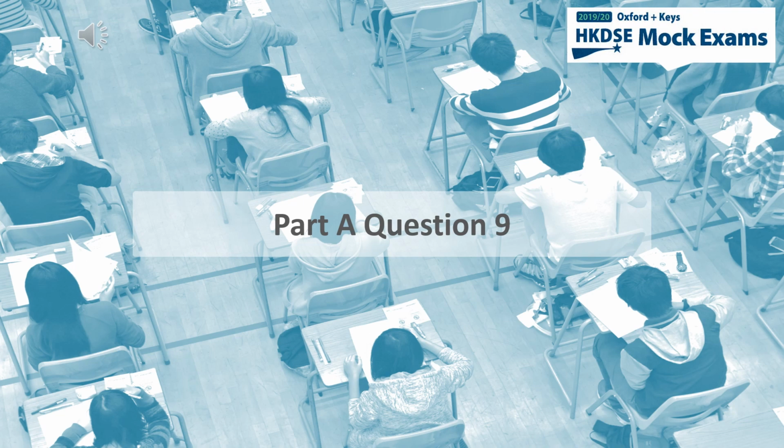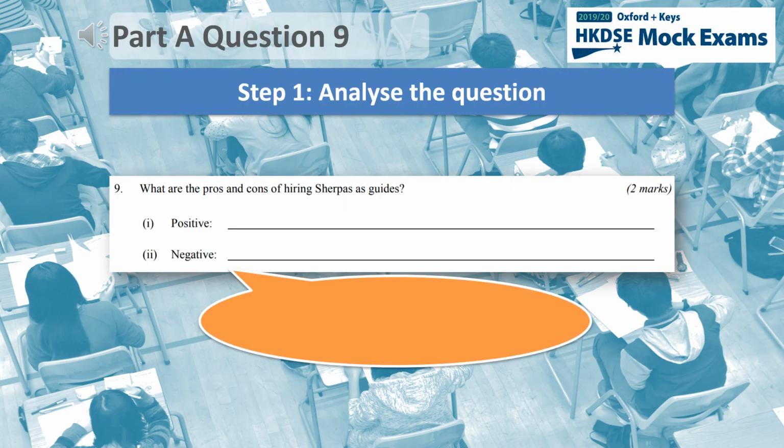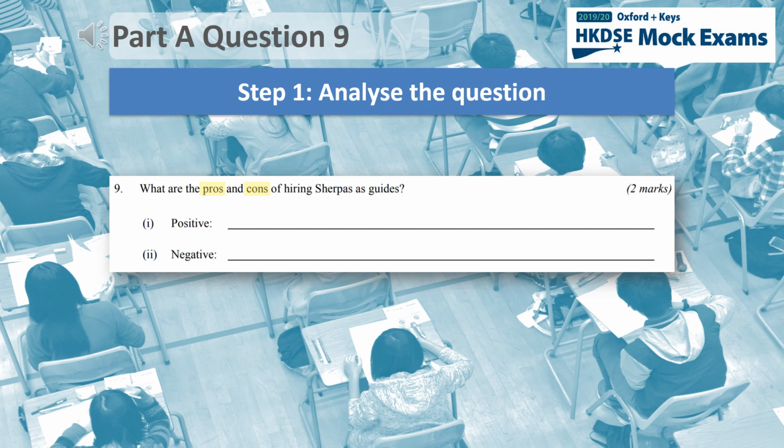Part A, Question 9. This is a 2-part short response question which tests your ability to locate specific factual information. It asks you to identify the pros and cons of hiring shepherds as guides. The answer line suggests that you need to find 1 positive point and 1 negative point.